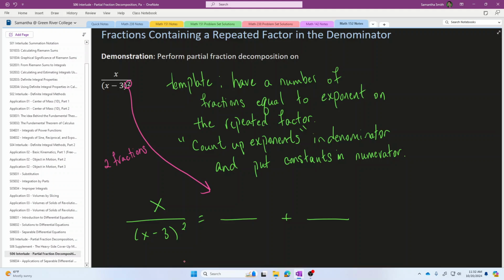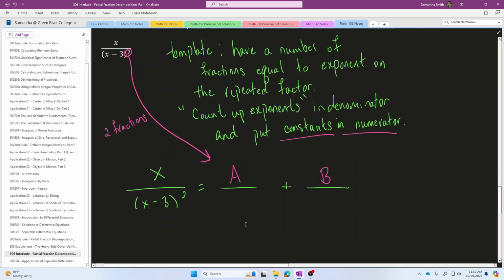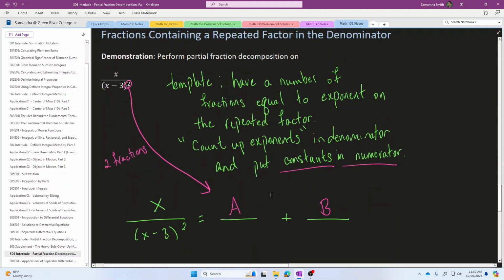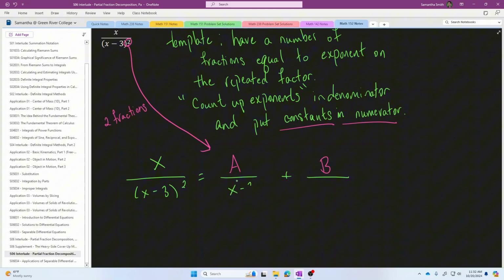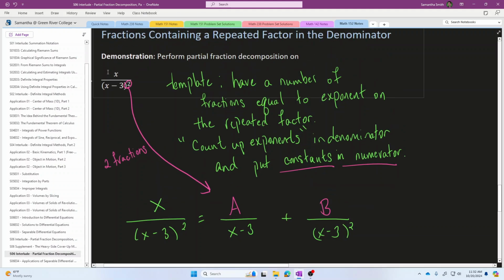Now, in each of those templates, I'm going to put constants. One here, a, and the other here, b. And then the question is, what am I able to put in the denominator? The denominator will be formed by counting up from 1 to, in this case, 2. My first fraction will have an x minus 3 to the first power, and my second fraction will have an x minus 3 to the second power. This is the template that I can set up to do a partial fraction decomposition on something like this.